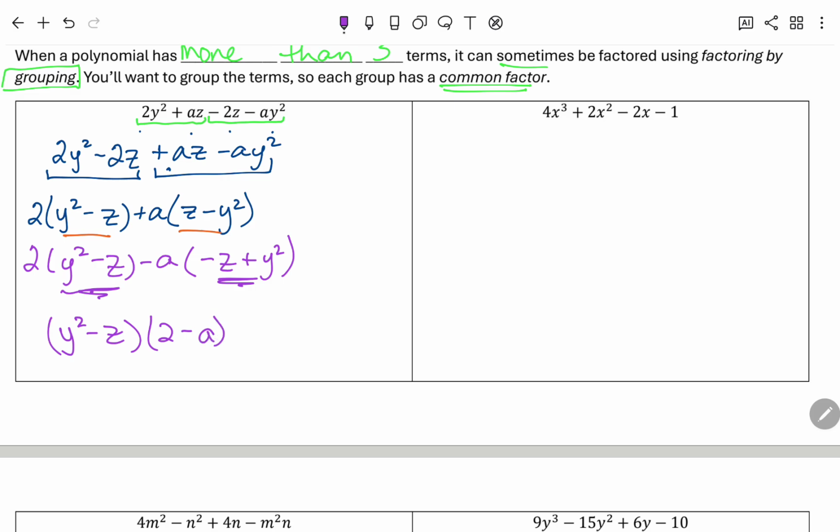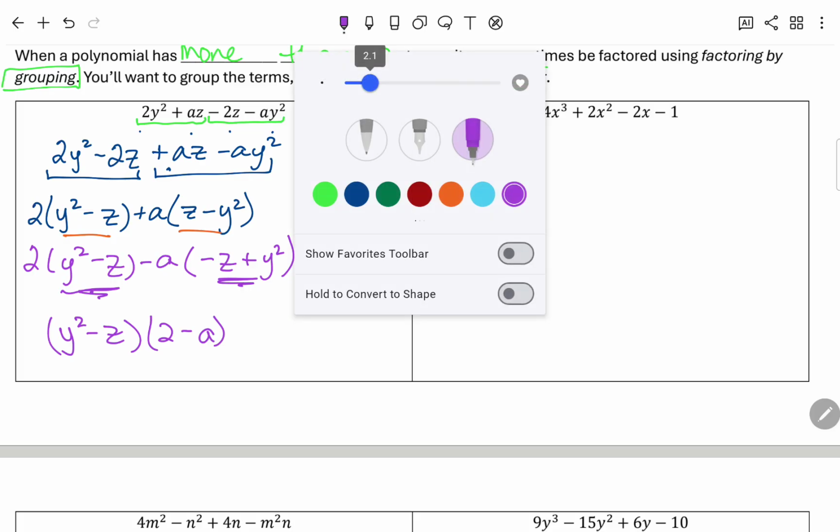That's one way I could have gone about this problem. But notice the orange part, right? They need to match. If they're not matching, then you need to rearrange. You cannot keep proceeding forward. Okay, let's look at the next one.